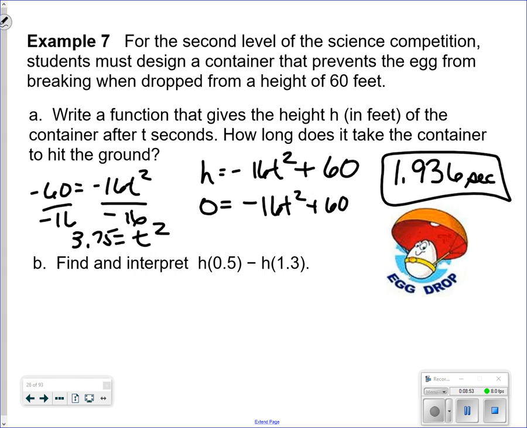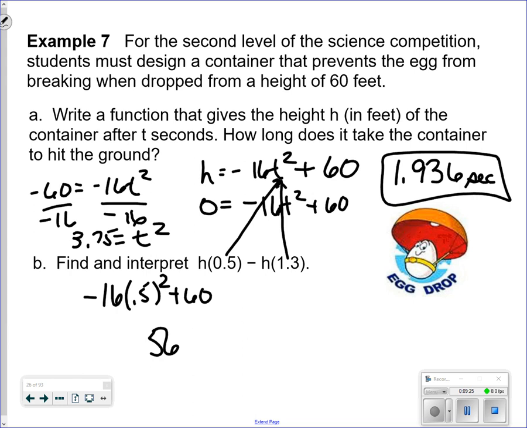Find and interpret h sub 0.5 minus h sub 1.3. So what they want me to do is, where is it at when I put 0.5 in for t? And where's it at when I put 1.3 in for t? So let's go ahead. Negative 16 times 0.5 squared plus 60. So negative 16 times 0.5 squared plus 60 would equal 56.